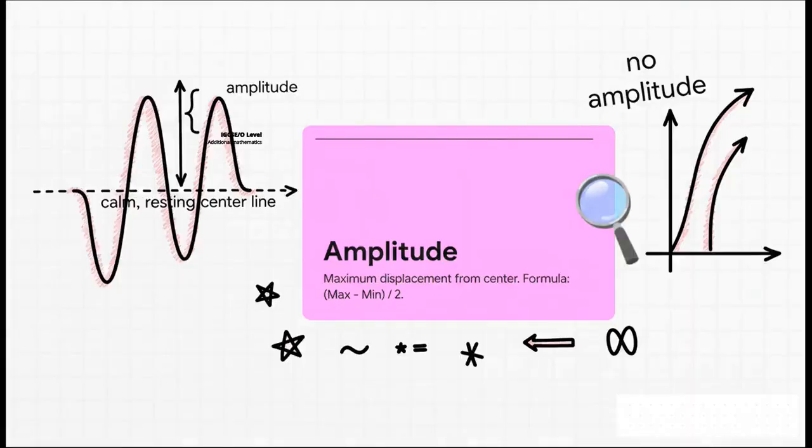Okay, let's unpack a little bit of jargon. Amplitude. Honestly, just think of this as the height of your wave from its flat resting center line. For a standard sine or cosine wave, that amplitude is exactly 1. And hey, this perfectly explains why tangent doesn't even have an amplitude. I mean, you literally can't measure a maximum height when the wave shoots straight off the page into infinity, right?